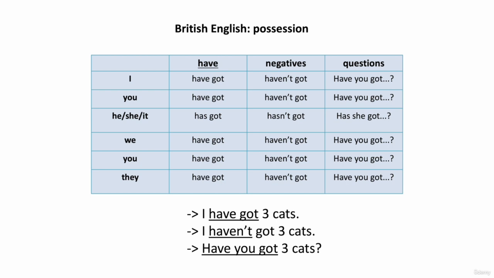For example, I have got 3 cats. I haven't got 3 cats. Notice how haven't is the contraction of have not. And finally, have you got 3 cats? Both these ways to indicate possession are grammatically correct and acceptable when speaking English. It's important to practice both in order for you to recognize them when you read them or hear them.